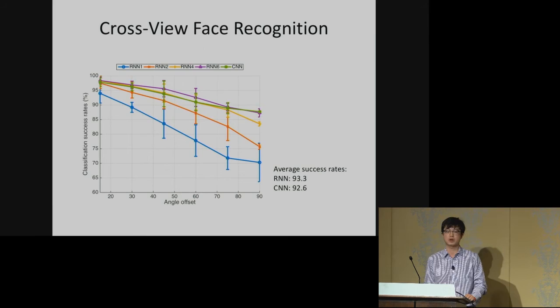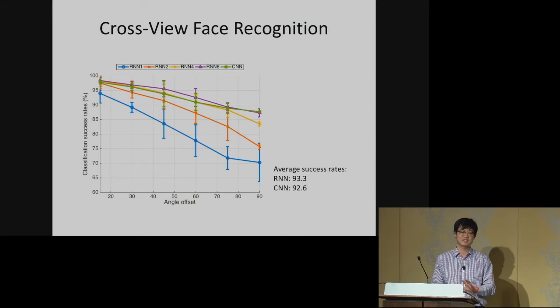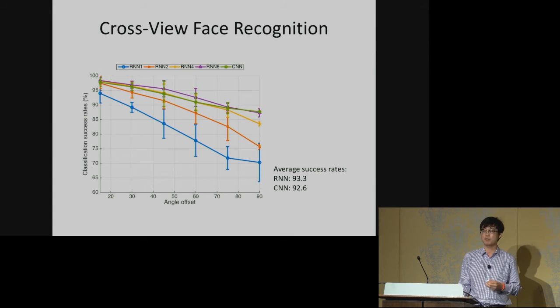We compare with the discriminative CNN trained with face labels. So in general, our model is slightly better than the CNN. We didn't train the model very hard. It's just regular training. But in our model, we didn't use the class label at all. We just did generative training.